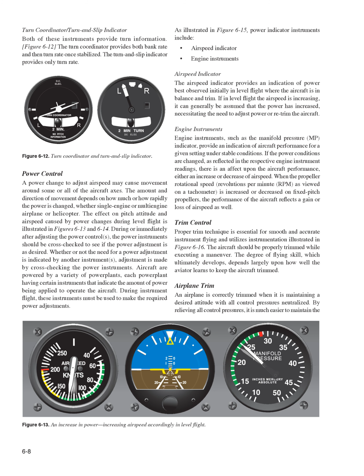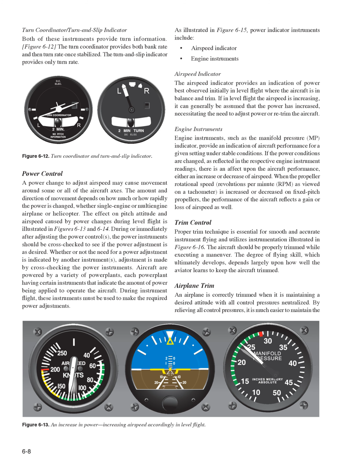As illustrated in Figure 6.15, power indicator instruments include the airspeed indicator and engine instruments. The airspeed indicator provides an indication of power best observed initially in level flight where the aircraft is in balance and trim. If in level flight the airspeed is increasing, it can generally be assumed that the power has increased, necessitating the need to adjust power or retrim the aircraft.